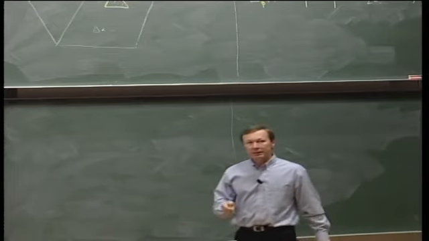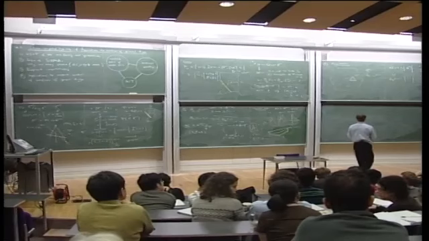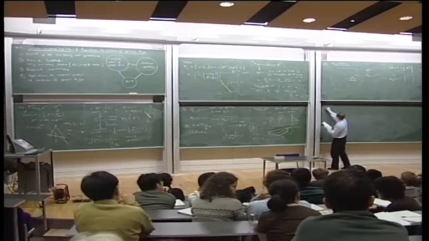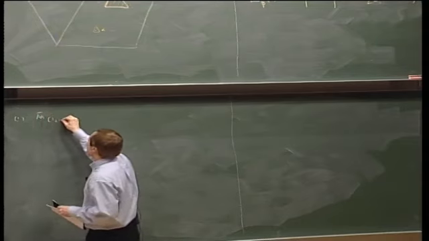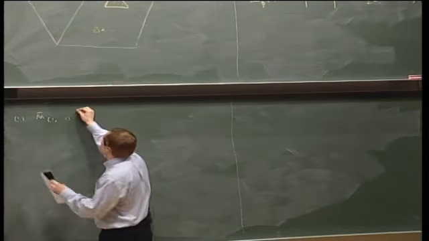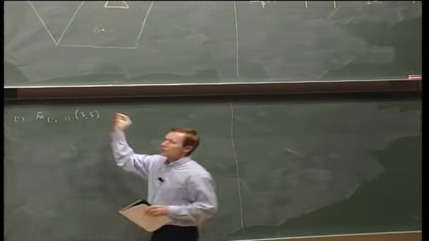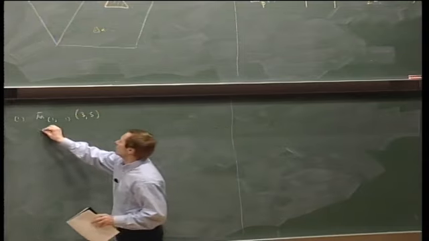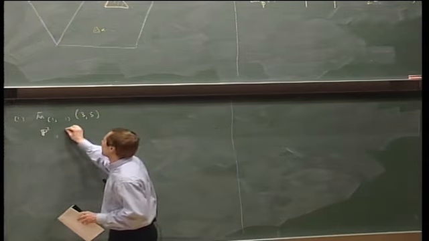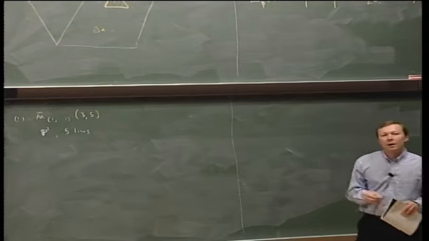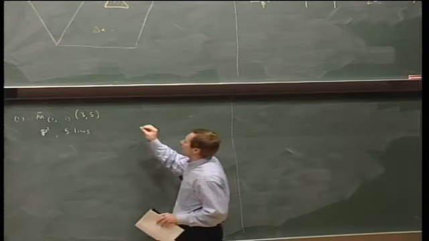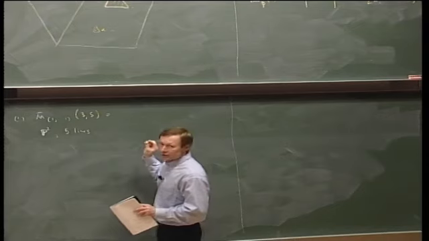To compute something explicitly. So let me show you some explicit computations. Here's one computation. Let's say I want to compute with the weights 1, 1, 1. I want to compute this. This means I have P2 and 5 lines. All right, it turns out this is extremely easy.